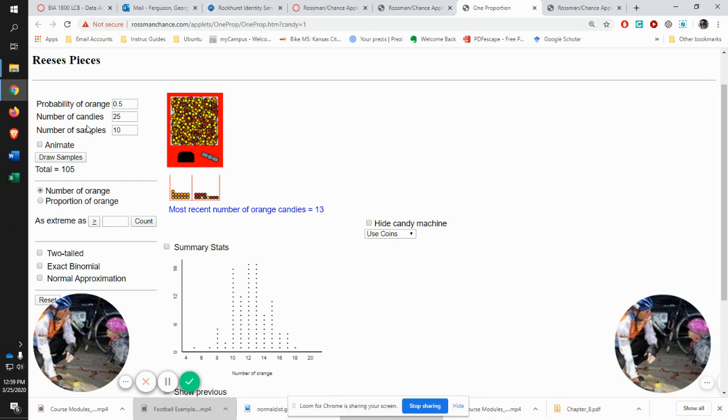So you can play with that. You can change the probabilities and see what happens. Change the number of candies that you draw. So try that in a couple of different ways.